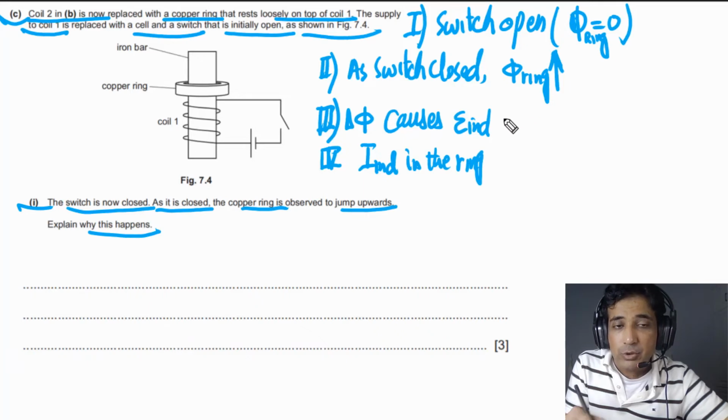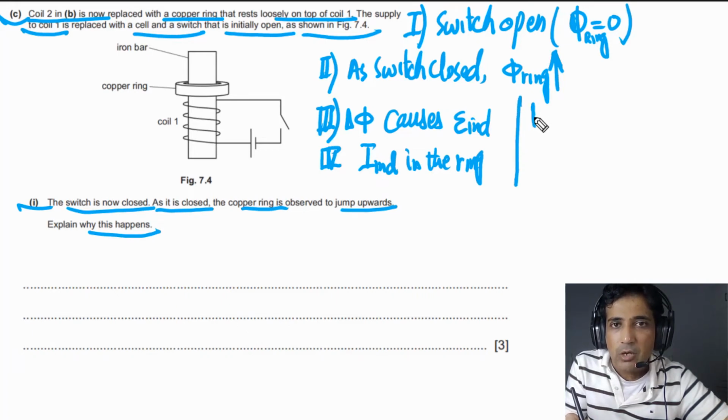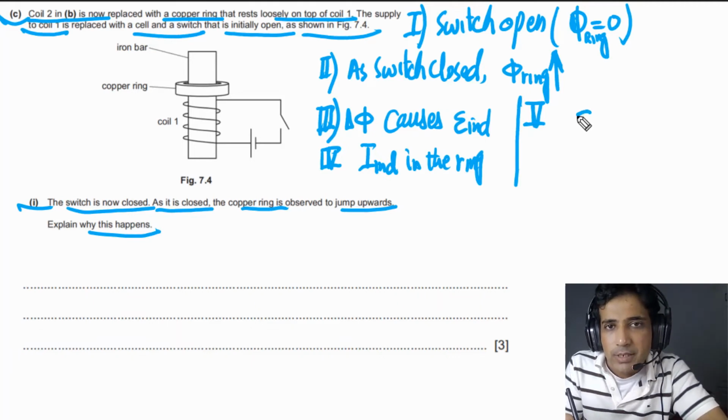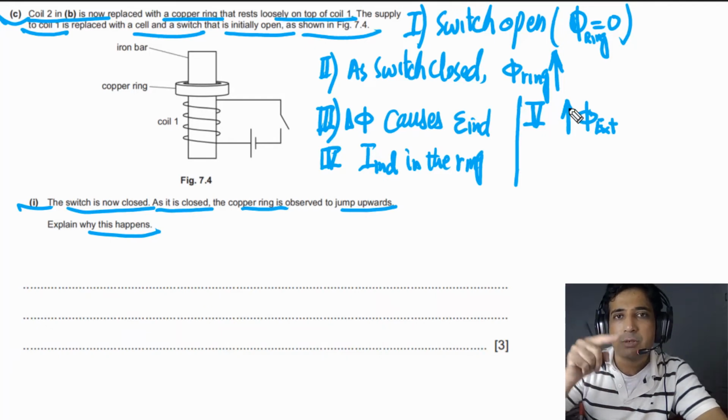And this induced current will flow in such a way that it will oppose the change in magnetic flux according to Lenz's law. So how can it oppose? This is a very important point. Now you need to understand, in this case, this is the external magnetic field. As the external magnetic field in this case is increasing, it increases from 0 to some value.